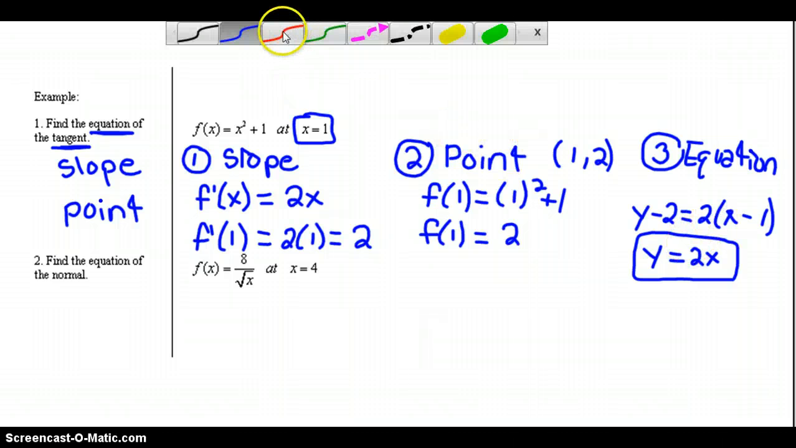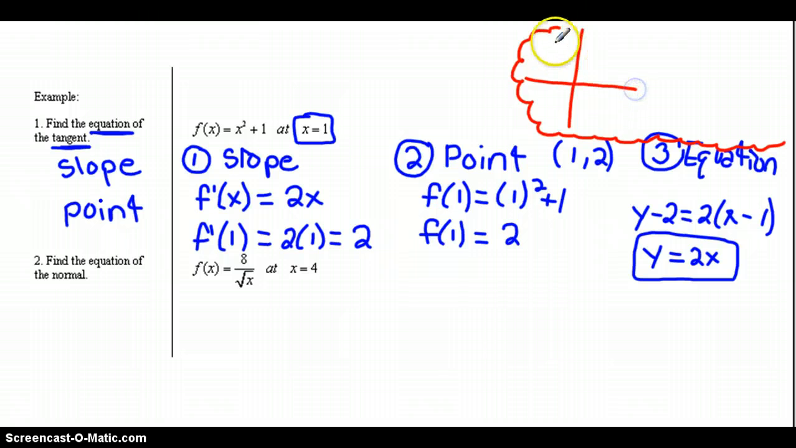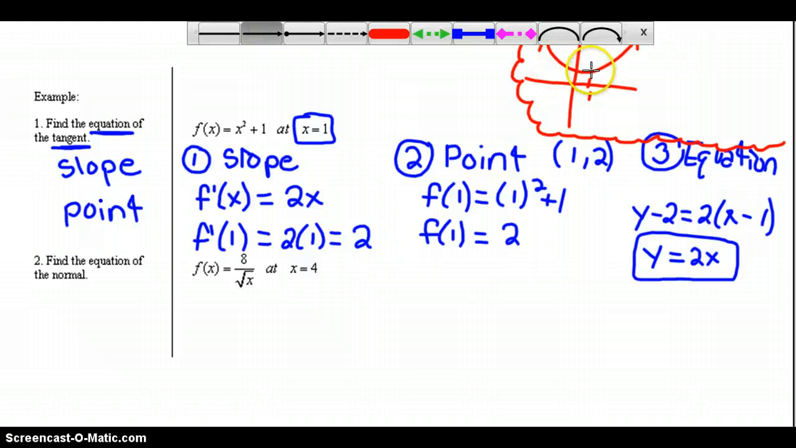What does this actually look like? I'm going to do a little brain bubble here to the side in case you guys are curious to see what you should be thinking about in your head. Well, x squared plus 1. Okay, so here's my xy axis. x squared plus 1 is approximately here. If that's x squared plus 1, here is x equals 1. So now I have a tangent line at x equals 1.